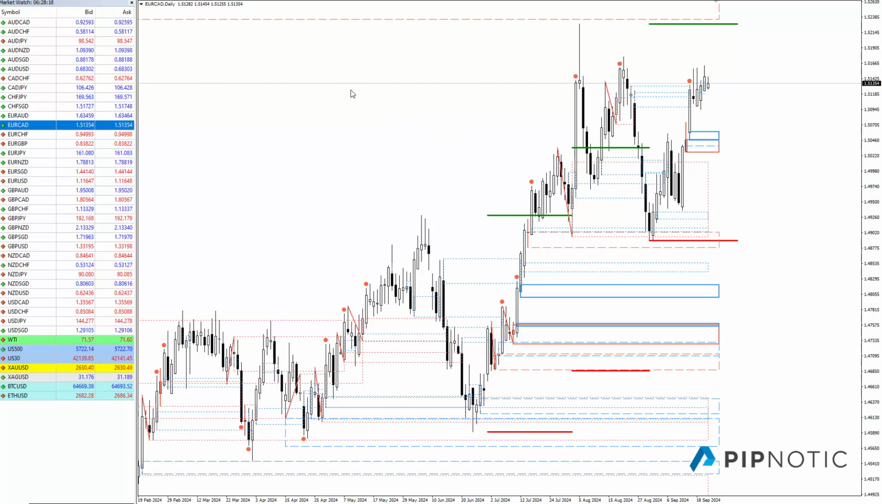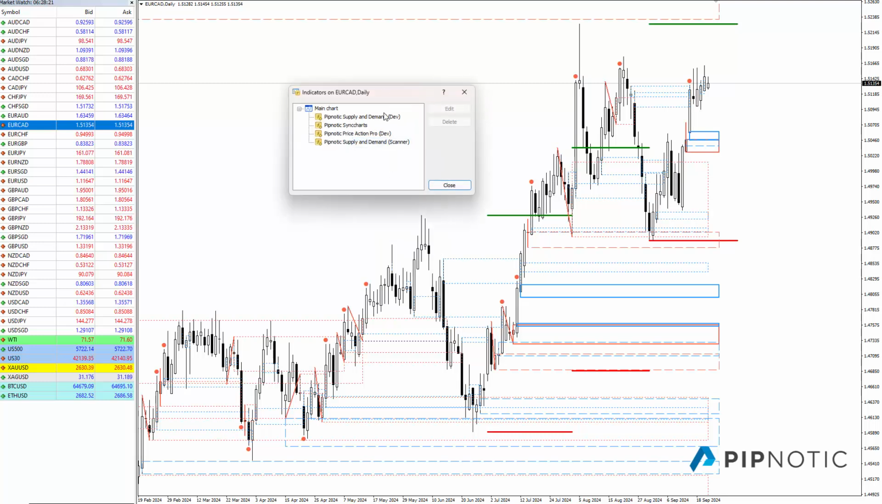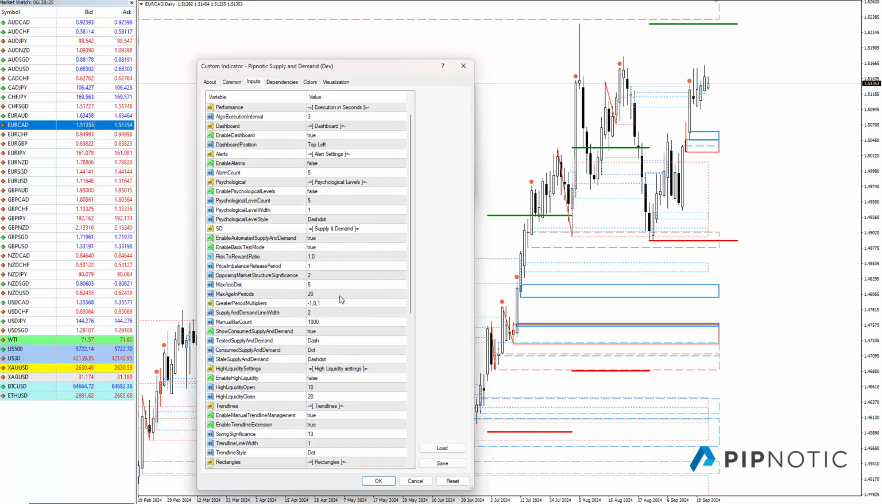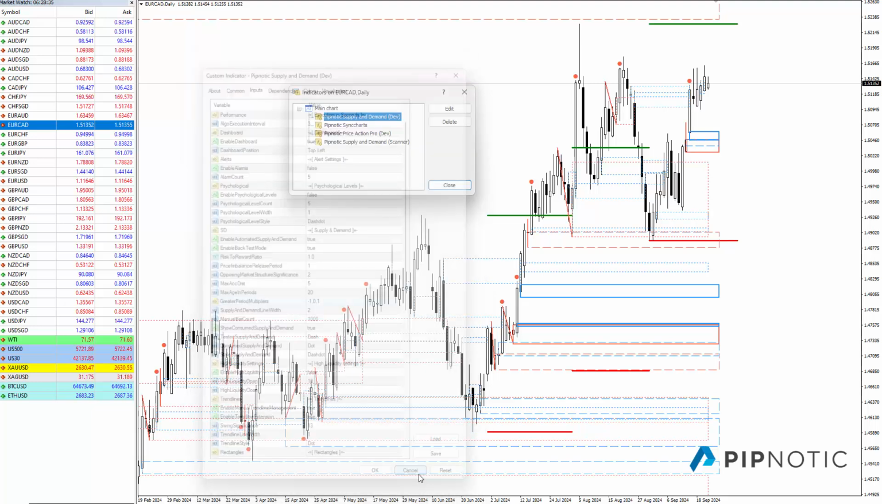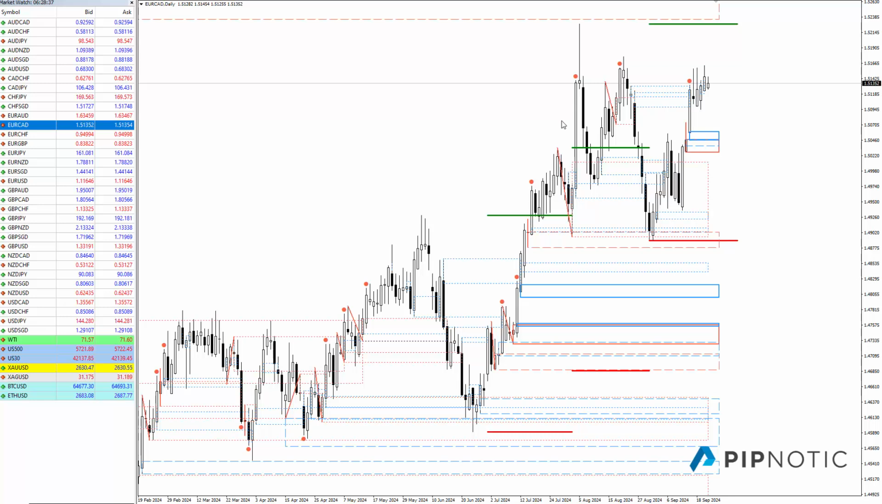Via configuration that we have on the software, I'll just bring that up here. Via this configuration option here, greater period multipliers -1, 0, 1, we are able to see supply and demand zones from three time frames: the current time frame, which is the daily, the current time frame +1, which is the weekly, and the current time frame -1, which is the 4-hour. So we're seeing all of these on this chart.